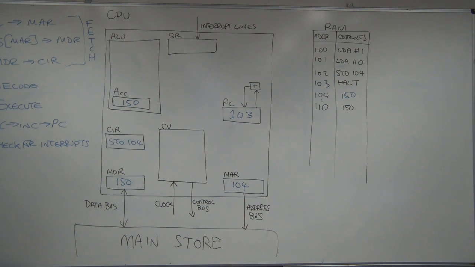We then check for interrupts. Anyone want any attention? No. Yes, go on. Could an interrupt come from like the main store or somewhere within the CPU itself? Like if something went wrong? Yeah, no, there's various reasons why you might have interrupts.